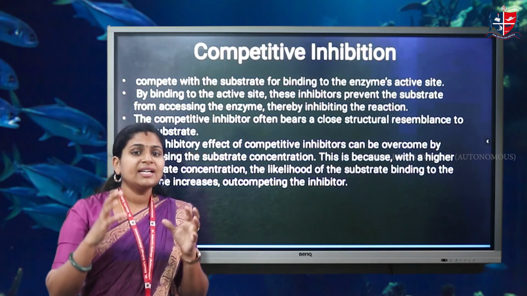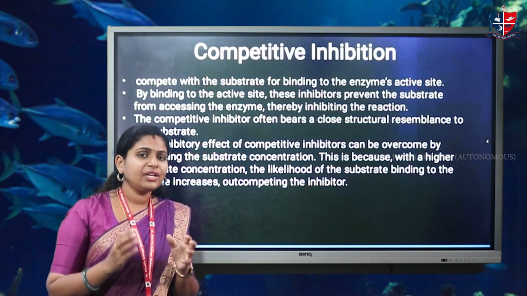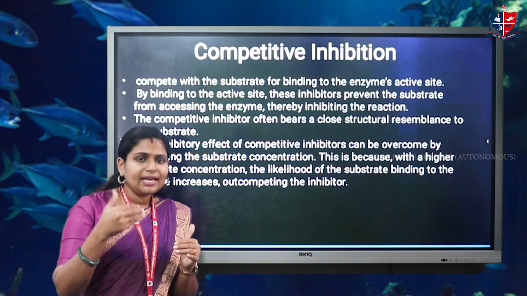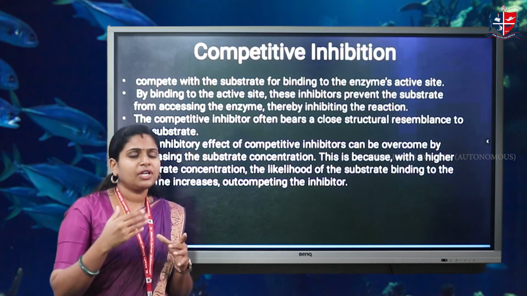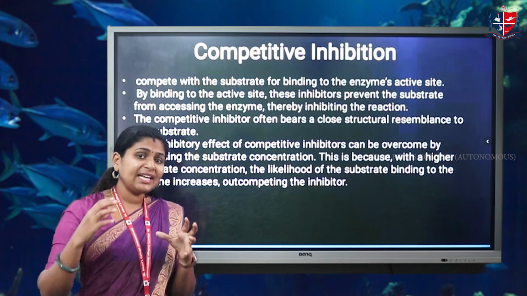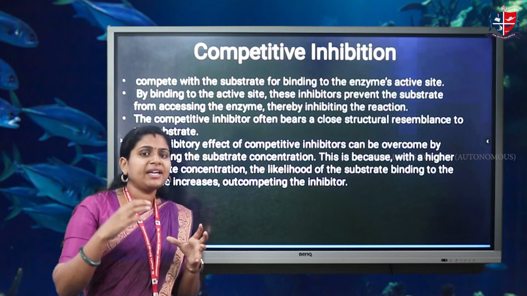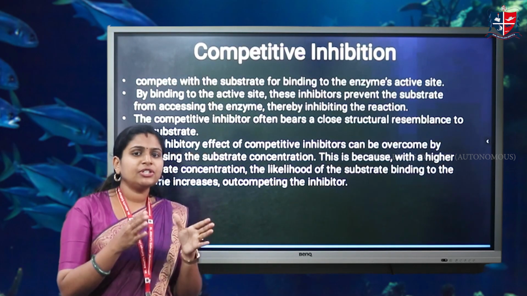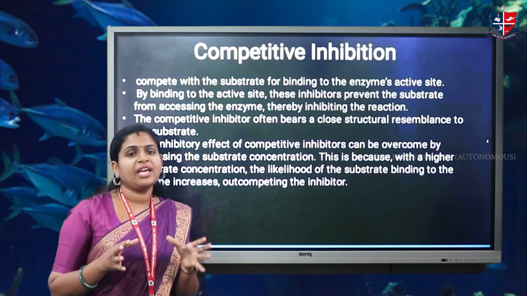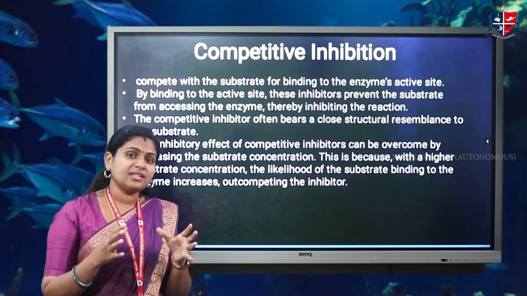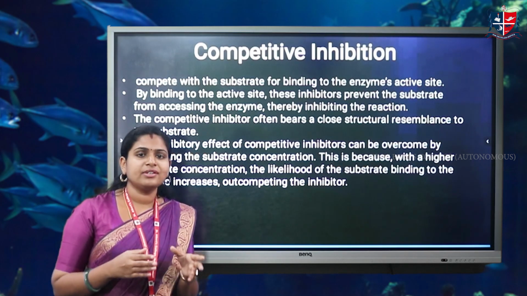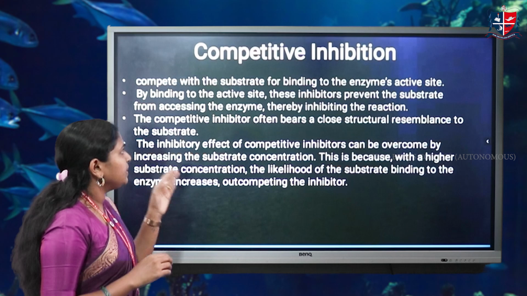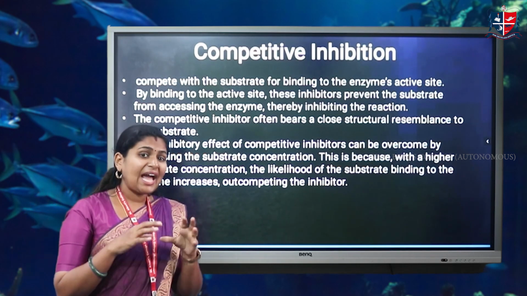We already know that the substrate is the main thing that binds on the active site of the enzyme. But in competitive inhibition, the substrate is removed from that particular enzyme and the inhibitor takes its place and binds to the enzyme. Therefore, the inhibitor is structurally analogous to the substrate, so there is competition for binding to the enzyme's active site.